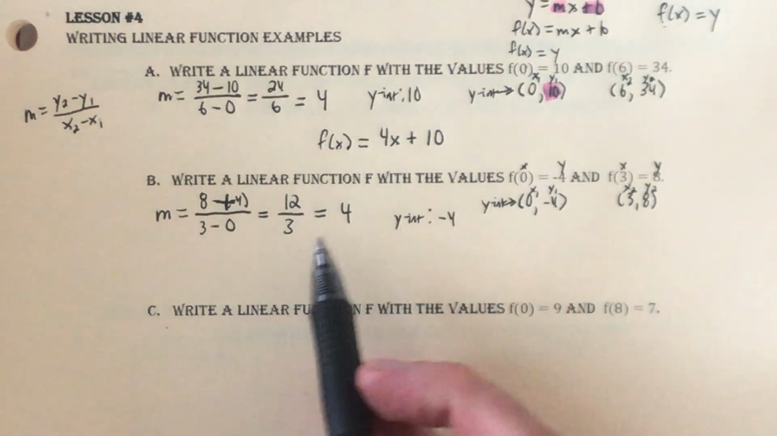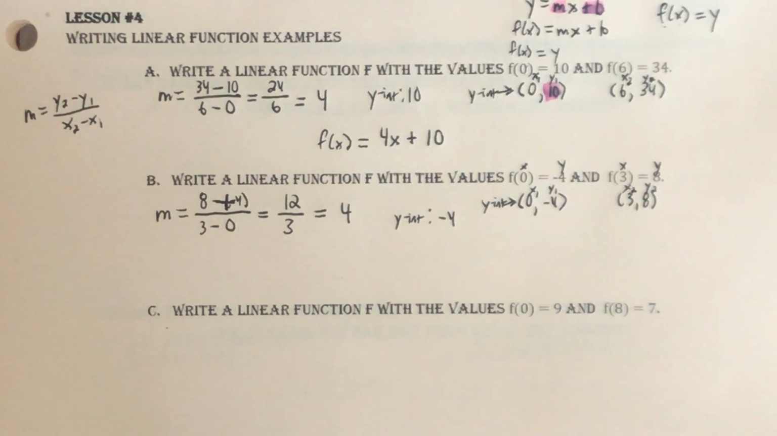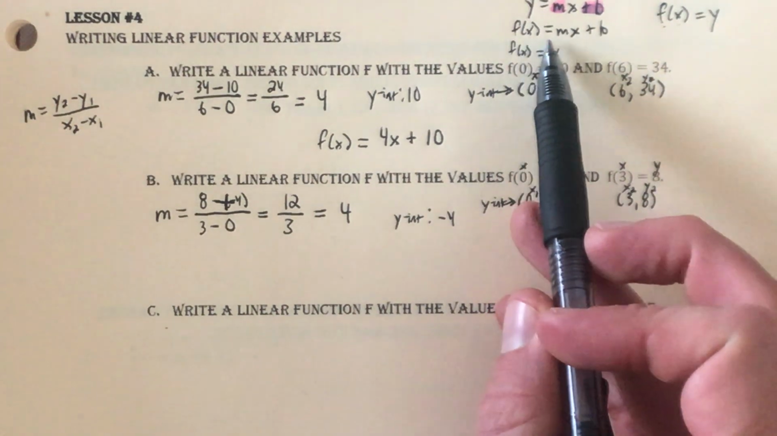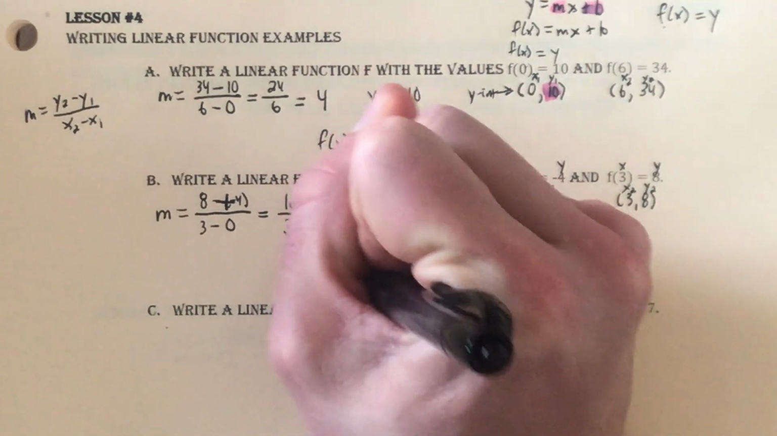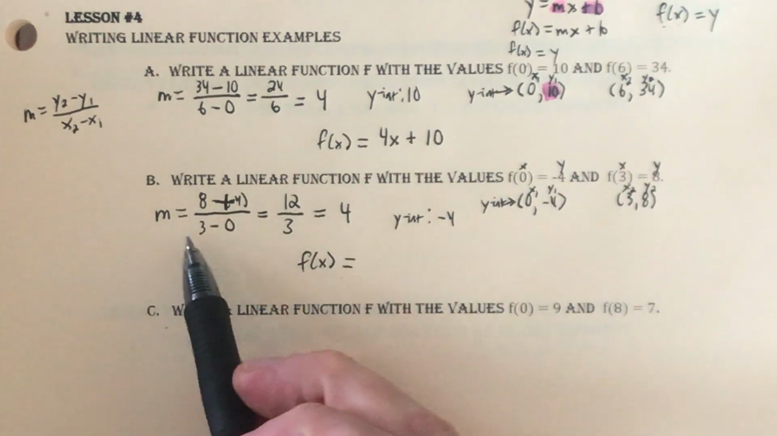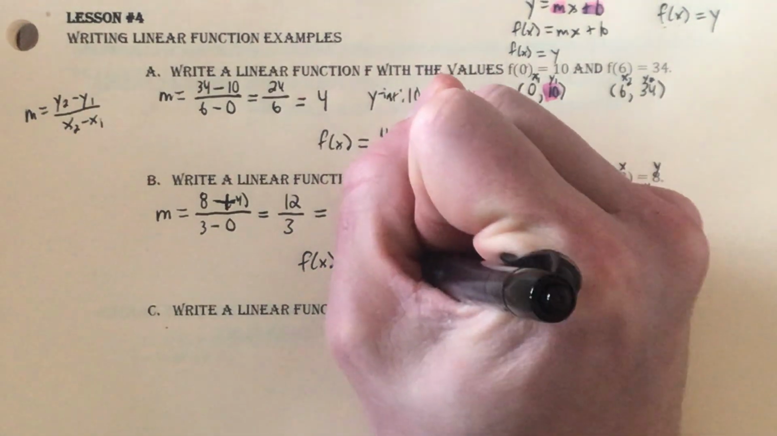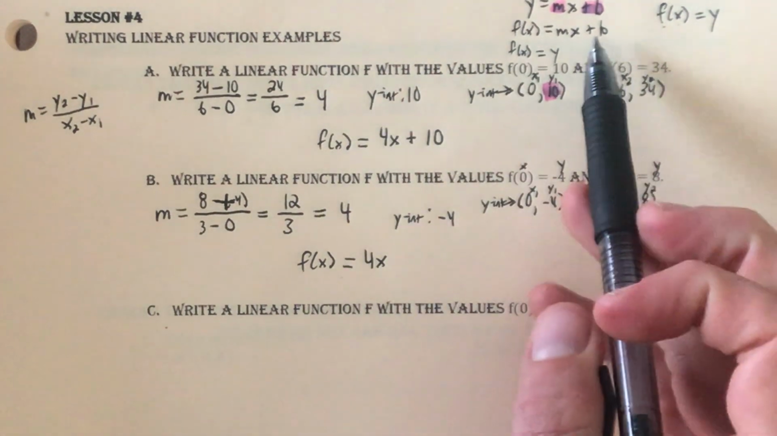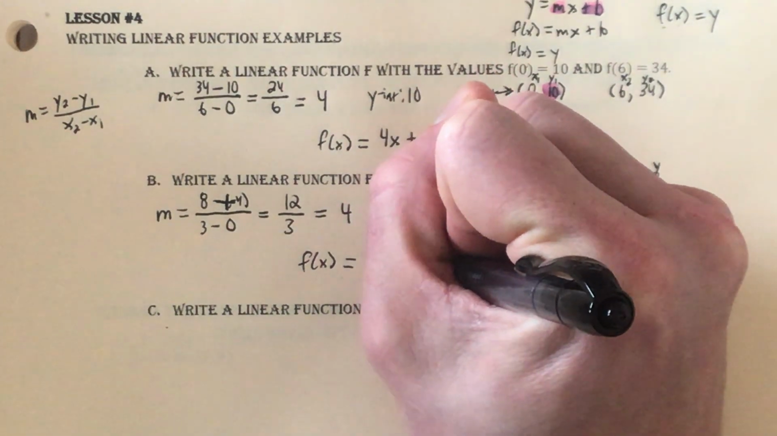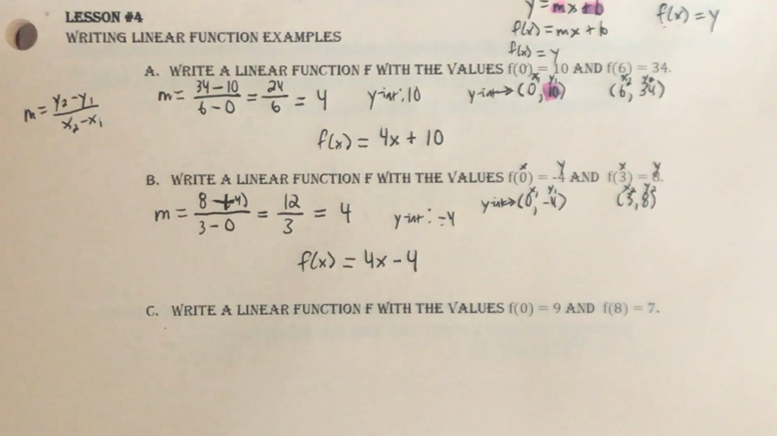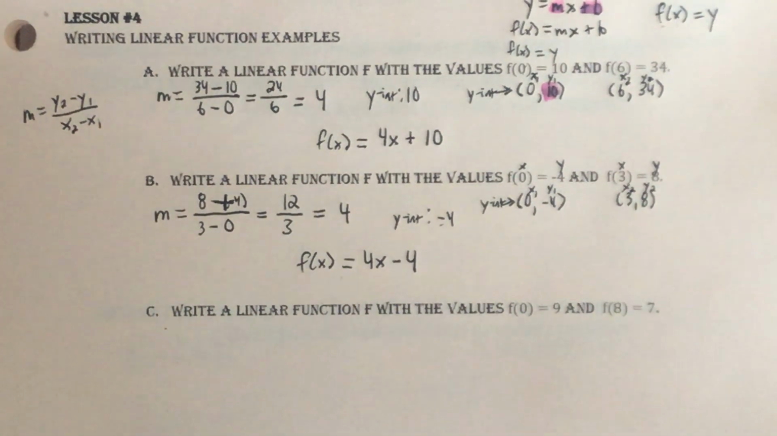Well, now I've got my 2 pieces of information I need here to write my linear function, so I'm going to go in and do that using f of x equals mx plus b and plugging the information in for the m and the b. So I start with f of x equals, my m is 4 times x, and then plus my b. Well, my b is -4, so instead of plus -4, I'm just going to write -4. So f of x equals 4x minus 4.